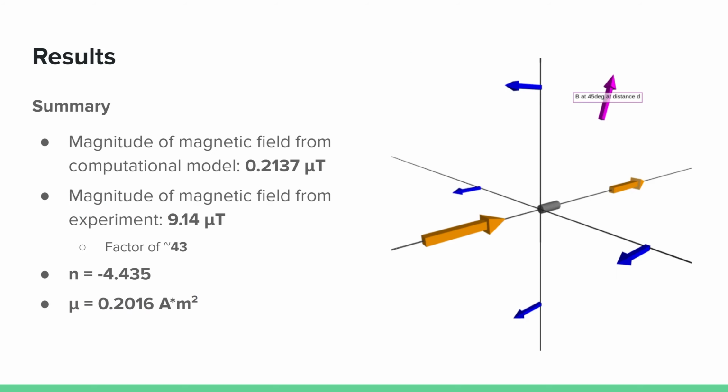Looking at the results, the magnitude of the magnetic field using the same distance d from the magnet that the computational model predicts is different from the measured magnetic field strength to a factor of about 43. This represents a significant difference between the ideal and experimental values, and likely indicates that our experimental measurements lacked accuracy, potentially due to other ambient magnetic fields present when performing the experiment. Also, to recap, the distance dependence exponent was experimentally estimated to be around negative 4.435, and the magnetic dipole was estimated to be around 0.2016 ampere meters squared.